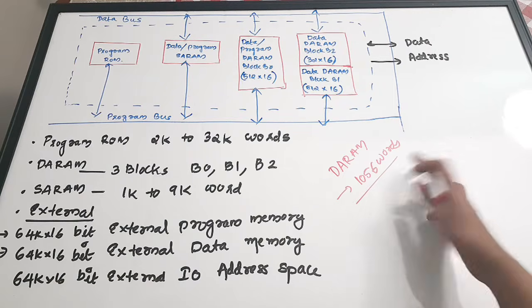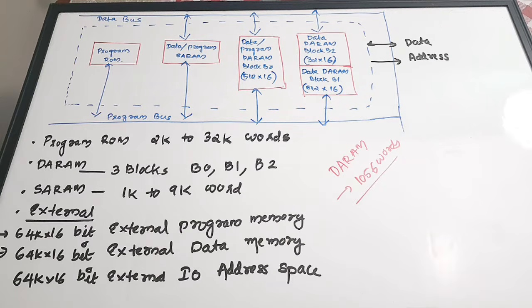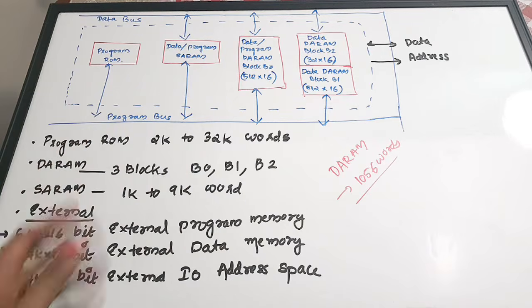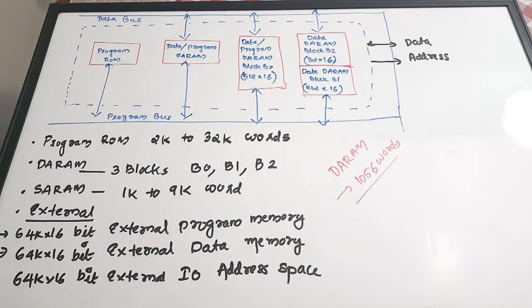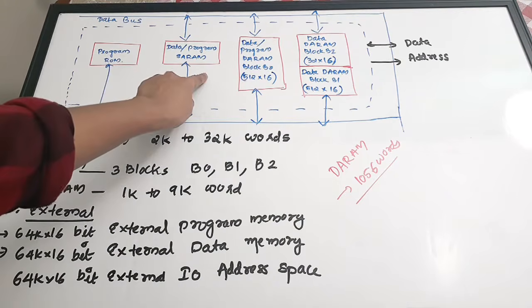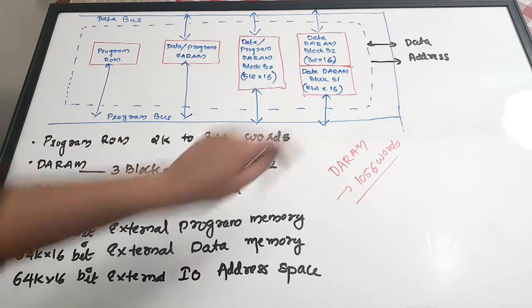So that is all about the memory organization in a chip. That is on chip. This much of memory elements are present. There is a program ROM. There is a SRAM. There are 3 blocks of DRAMs.